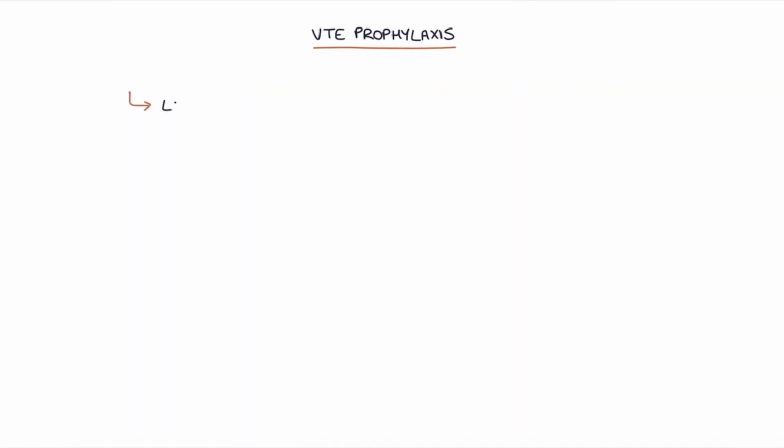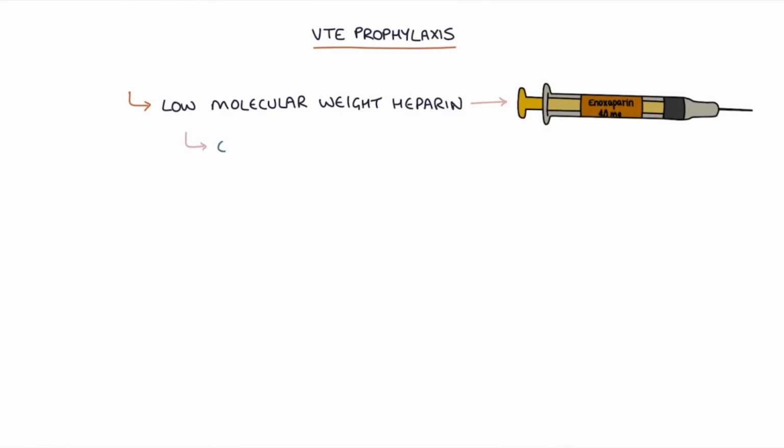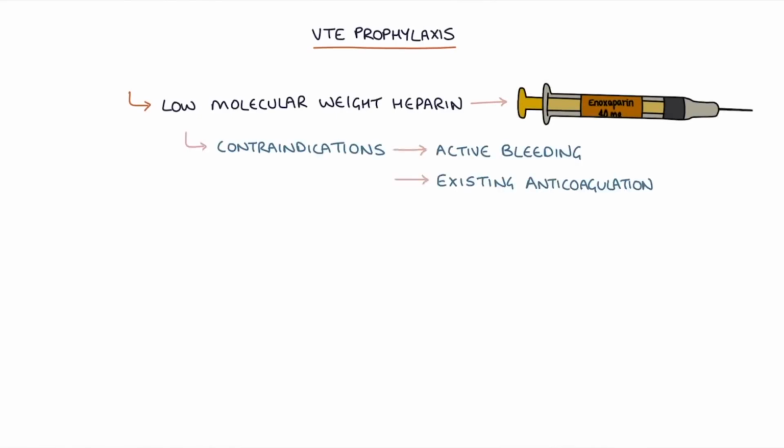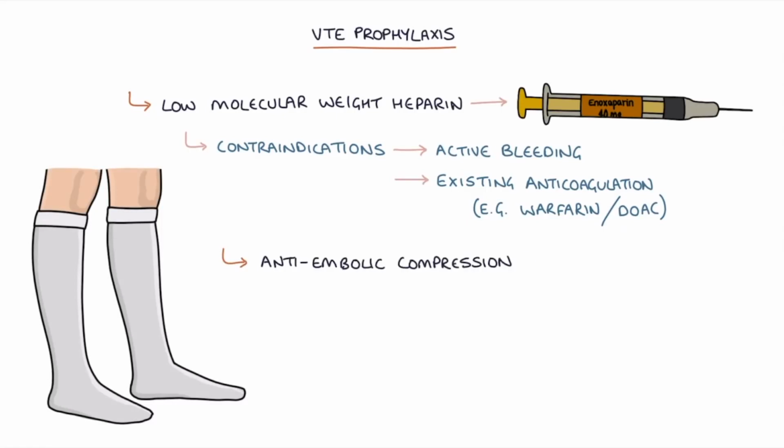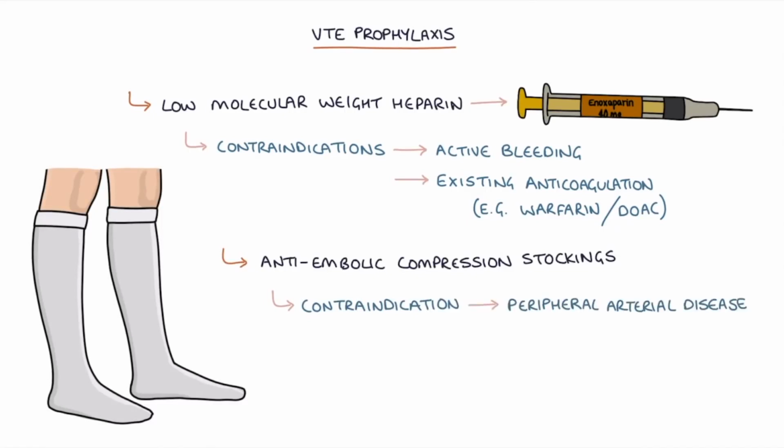Prophylaxis is usually with a low molecular weight heparin, such as enoxaparin. Contraindications include active bleeding or existing anticoagulation, such as warfarin or a DOAC. Anti-embolic compression stockings are also used unless they're contraindicated. The main contraindication for compression stockings is significant peripheral arterial disease.